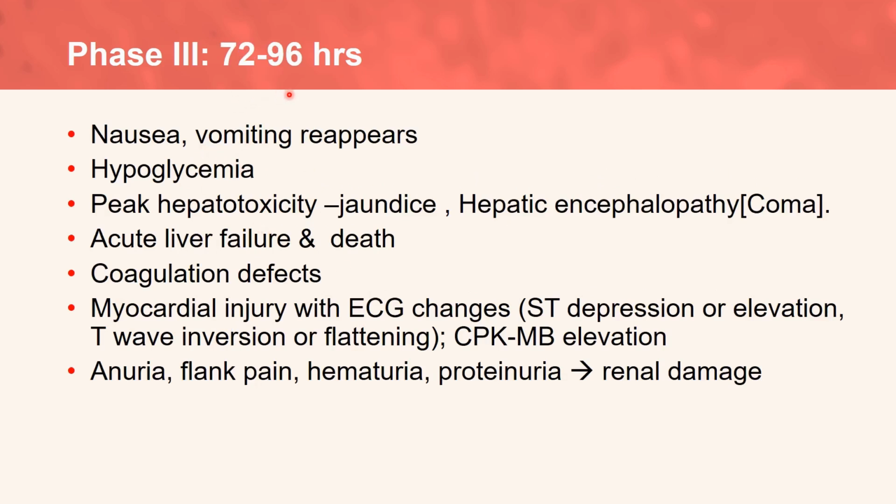And phase 3, that is 72 to 96 hours, is the most critical phase of paracetamol poisoning. Here again, the first phase symptoms, nausea and vomiting, reappear. Then there is hypoglycemia and hepatotoxicity peaks. There is jaundice, and the child presents with hepatic encephalopathy that ultimately goes into coma. There is acute liver failure and even death if the intervention is not taken. There are coagulation defects, and myocardial injury, which is seen in the ECG as ST depression or elevation, and T wave inversion or flattening of the T wave. CPK-MB is also elevated, and renal damage presents as anuria, flank pain, hematuria and proteinuria.